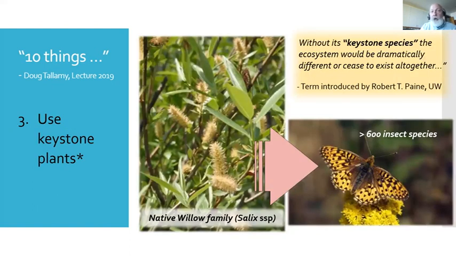Number 3, keystone plants. Think about the plants such as willows here in the Pacific Northwest that provide habitat and nurturing environments for hundreds of insect species.